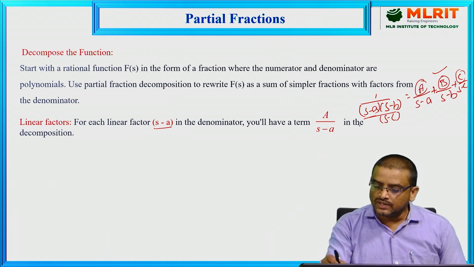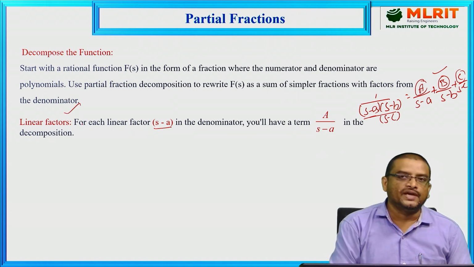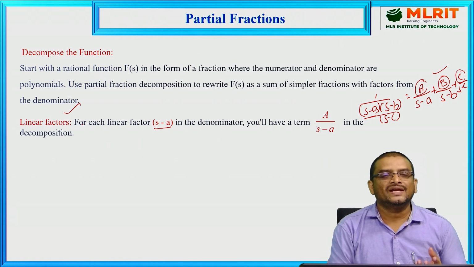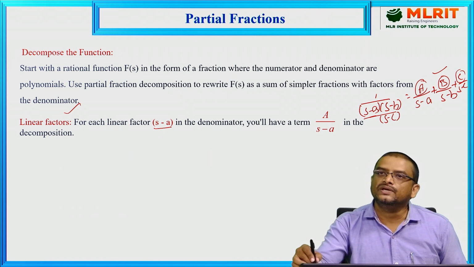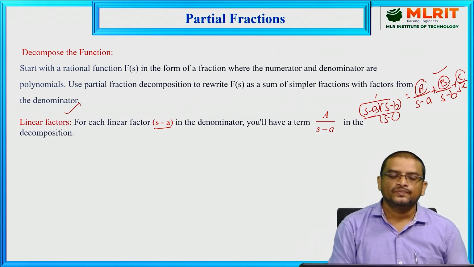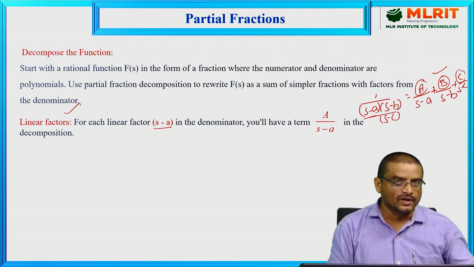So in partial fractions, this is case 1. Whenever we are having the denominator as linear factors, a product of linear factors, then this is the way how we can split into partial fractions. That is the first point we have to remember.